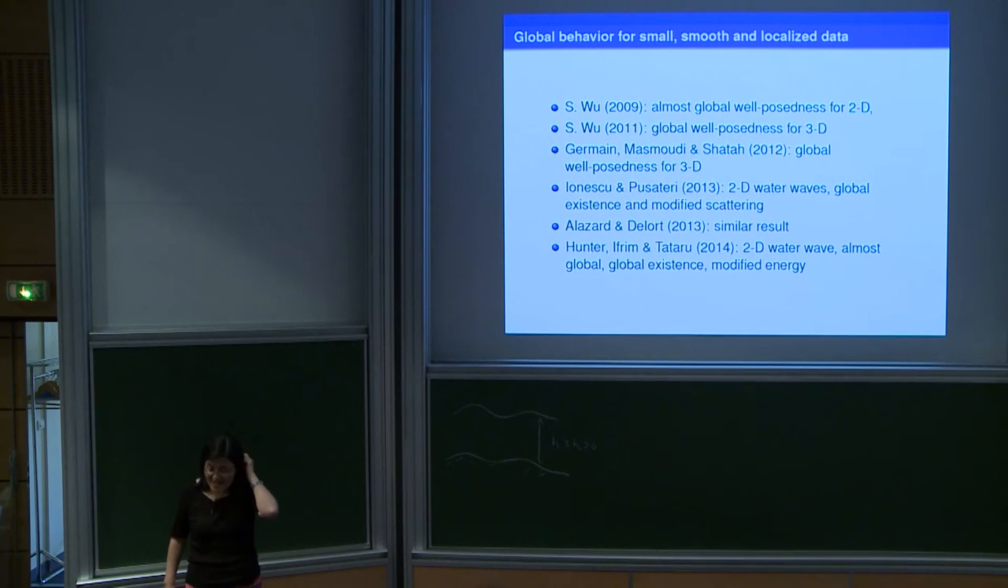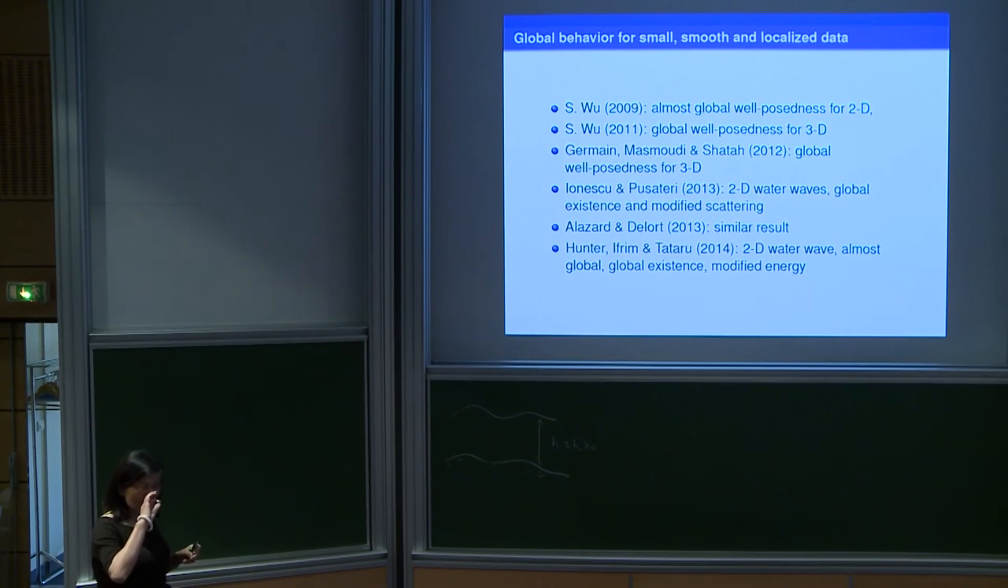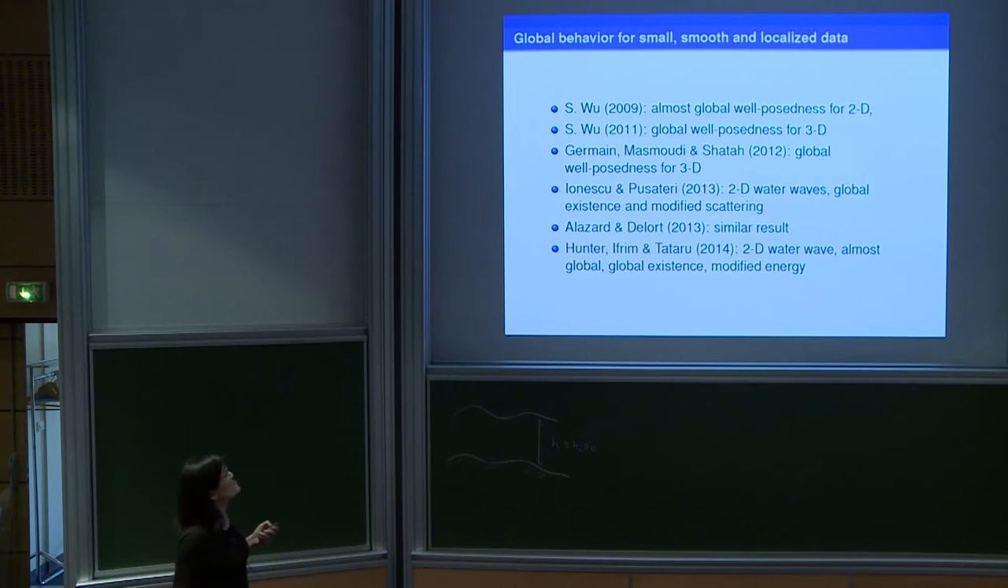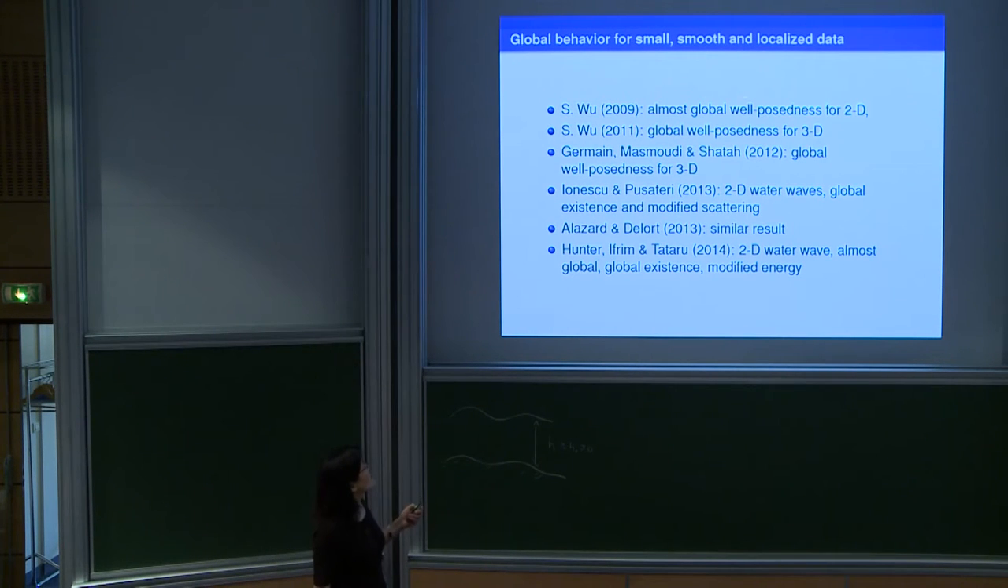So by now there is also quite a lot of work on global behavior, okay, for small, smooth, and localized data. So here, in order to go to global, it's very important to have localized data. So in the 2D case, in this work, we were able to show that if the size of the data is epsilon, and the data is sufficiently smooth and localized, then you can solve the equation for time e to the 1 over epsilon.